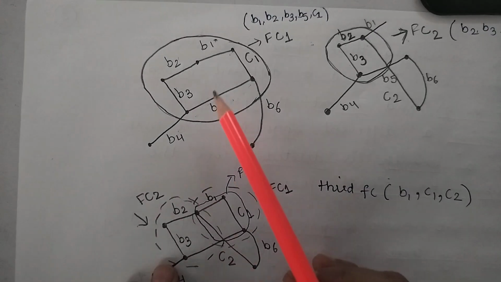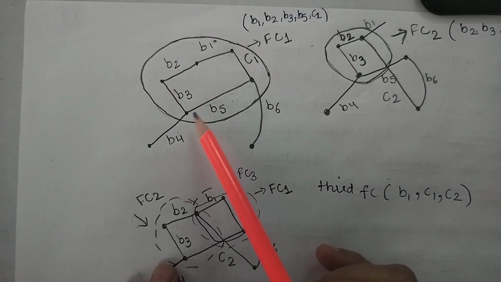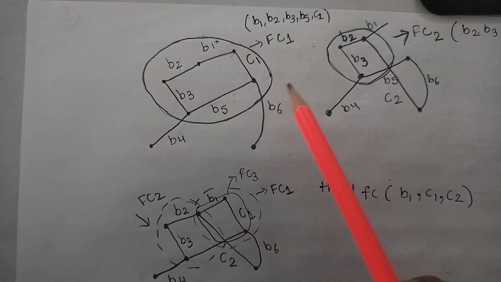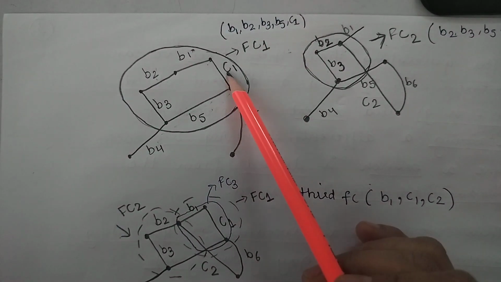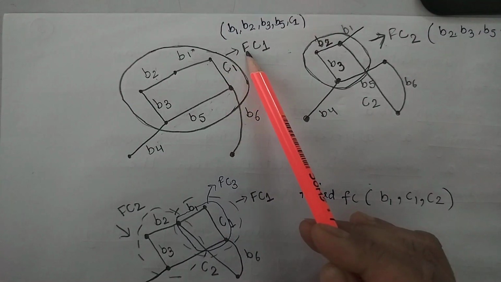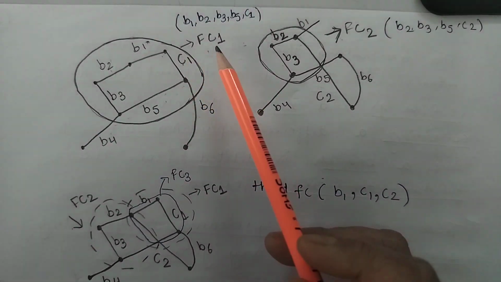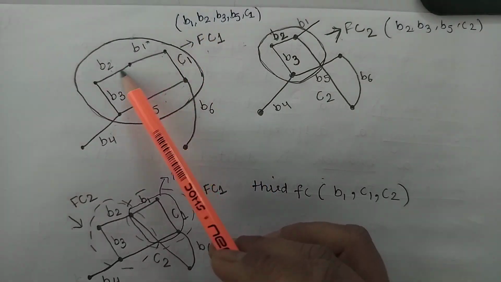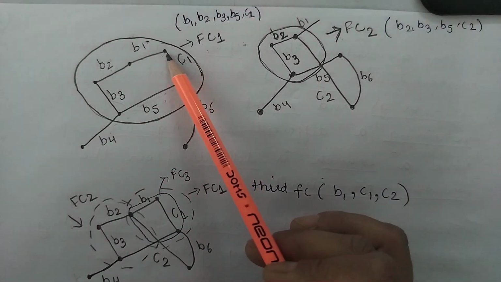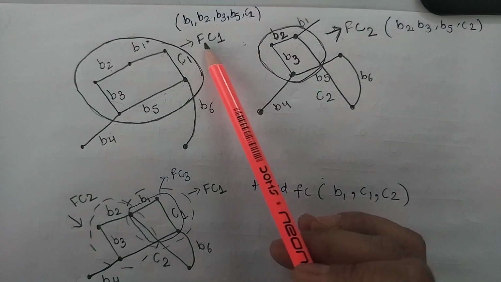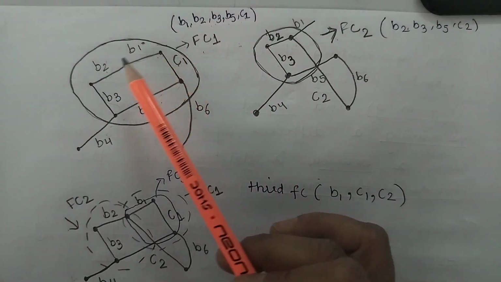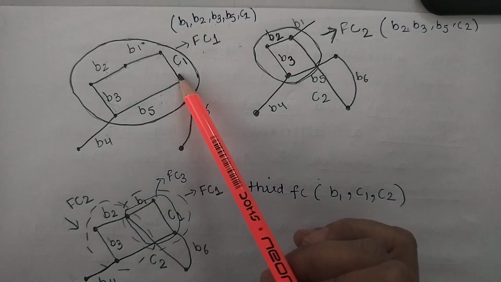Now, as I said, B1, B2, B3, B5, B4 and B6 is the spanning tree. If I add chord C1 to this spanning tree, you saw that I got one fundamental circuit. Adding one chord gives you one fundamental circuit. Let us say by adding chord C1 I got fundamental circuit FC1. And what was this fundamental circuit? It was B1, B2, B3, B5 and C1. So FC1 consists of branch B1, branch B2, branch B3, branch B5 and chord C1.